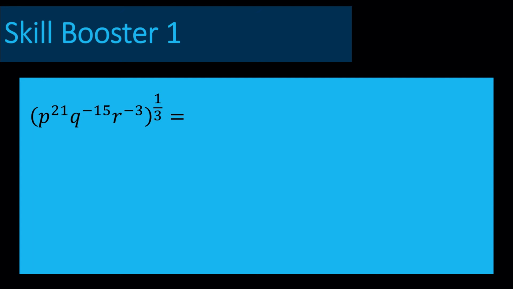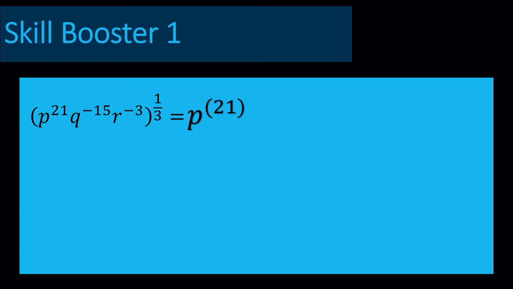On the following slides, I will present some power expressions which we are going to simplify. So when we say simplify, there should be no negative and 0 exponents. So while doing this, you can pause the video and solve ahead, and check if you can get the correct answer. Okay? First one, p to the power of 21, q to the power of negative 15, r to the power of negative 3, raised to the power of 1/3.